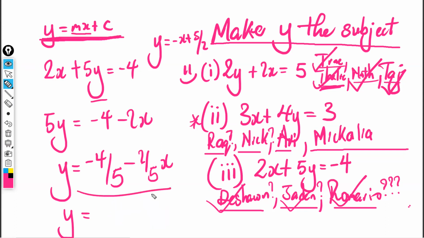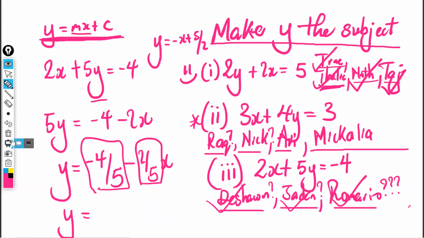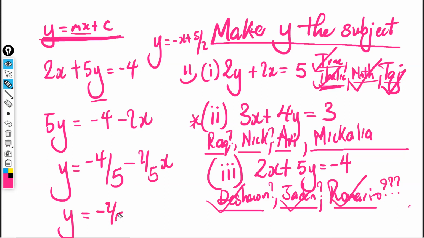I can leave it this way, you know, as long as you know that this is the gradient and this is the y-intercept. But the general form for a line is always y is equal to mx plus c. So that's why I put negative 2 over 5x here, minus 4 over 5, because this is the mx and this is the plus c. The negative 4/5 is the plus c.